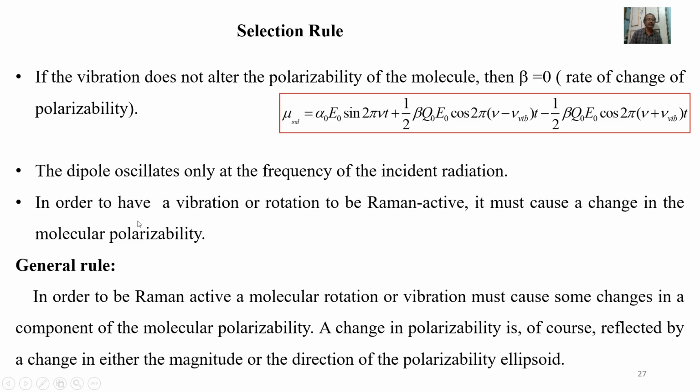In order for a vibration or rotation to be Raman active, it must cause a change in the molecular polarizability. The general rule goes like this. In order to be Raman active, a molecular rotation or vibration must cause some change in a component of the molecular polarizability. A change in polarizability is, of course, reflected by a change in either the magnitude or the direction of the polarizability ellipsoid.